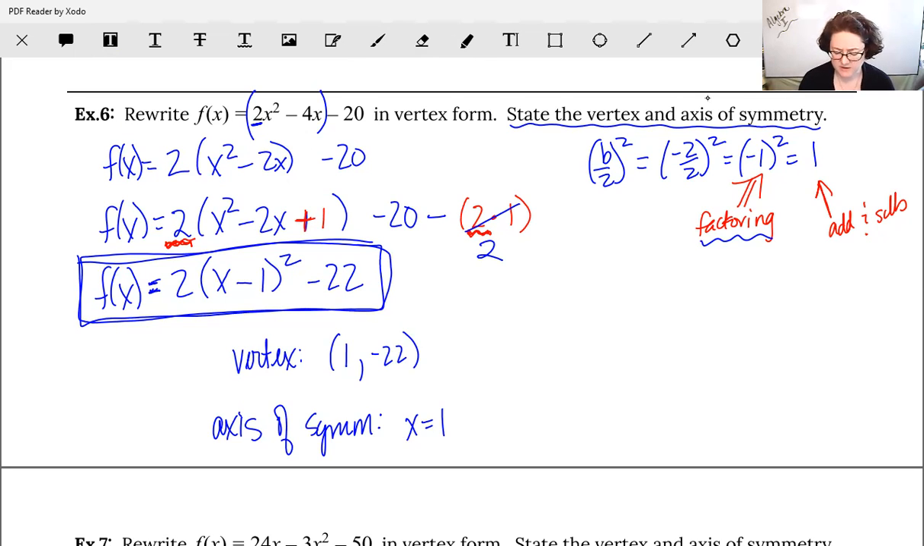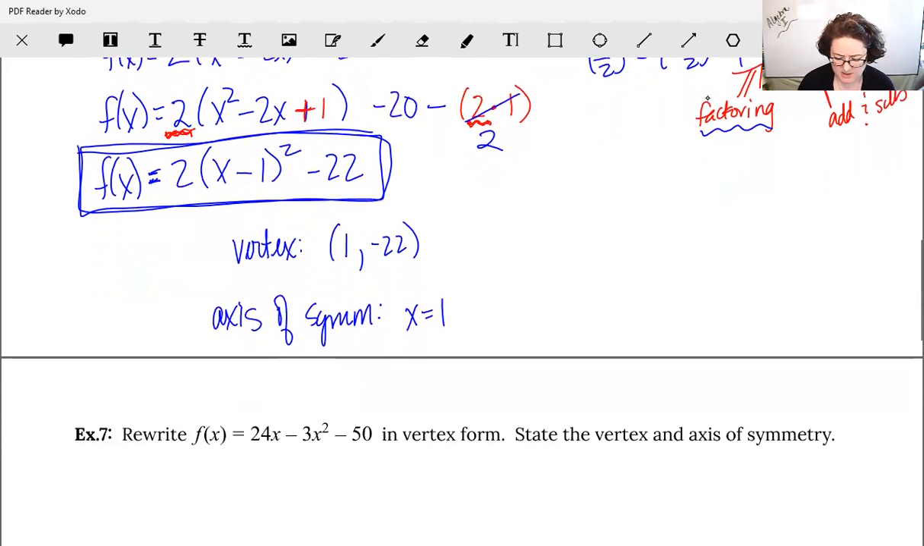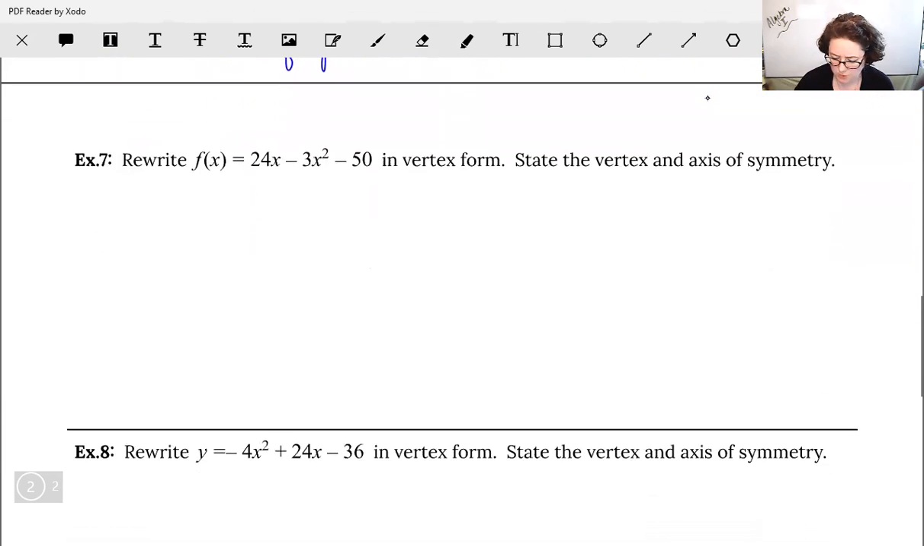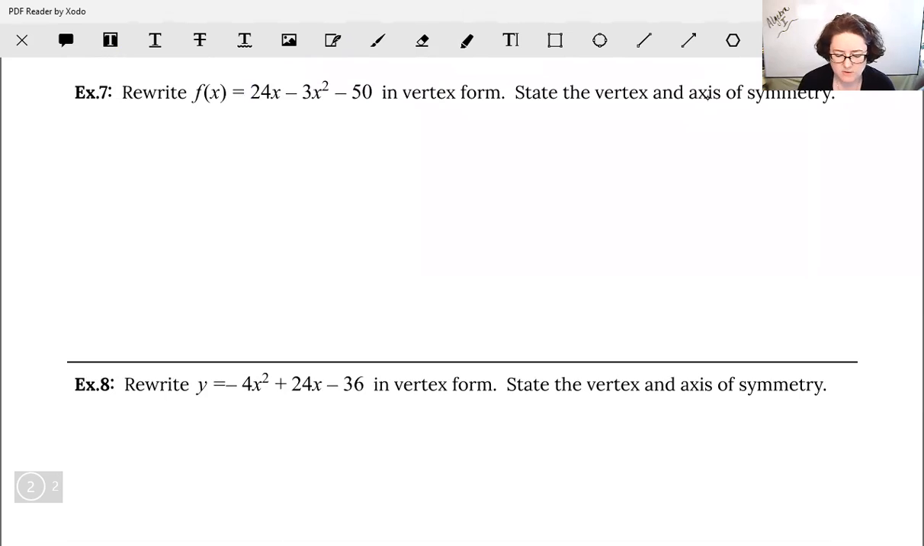All right, let's try another one. And so actually this is, I believe, the last, nope, we have 2 more examples. Okay, now would probably be a good time almost to try out example 7 on your own. But you might notice it looks a little different from the previous one.